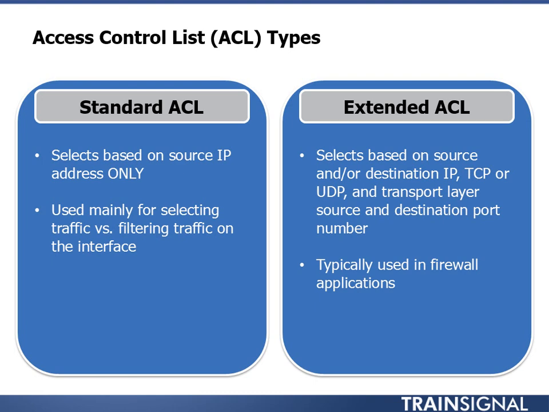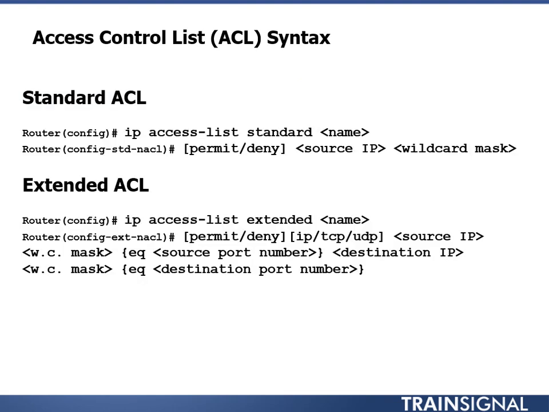In this demonstration, we're going to primarily be focusing on the extended access control list. To configure these lists on a Cisco router, at the config mode prompt we would type in the command ip access-list standard if we wanted a standard ACL, and then we'd give it a name. After that, it will bring us to a new prompt, which says std-nacl, which is standard named access control list.